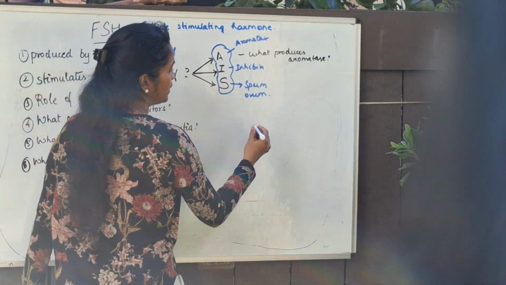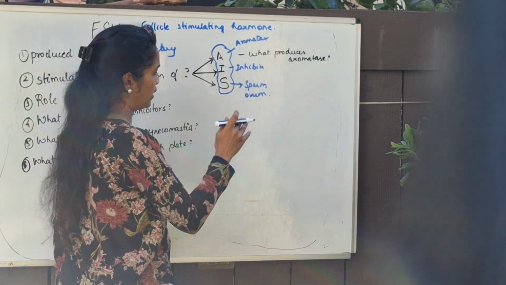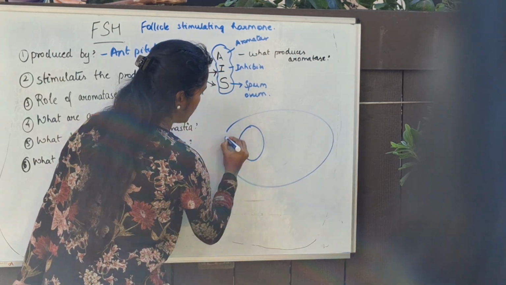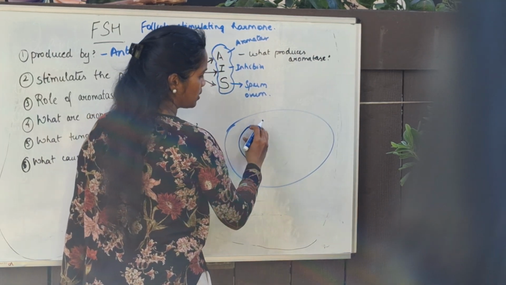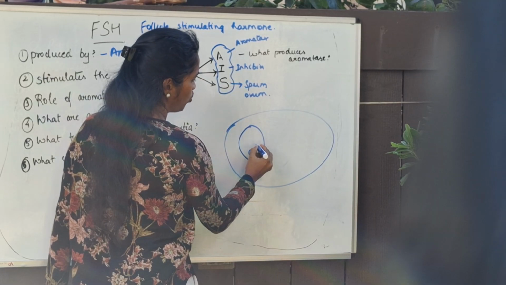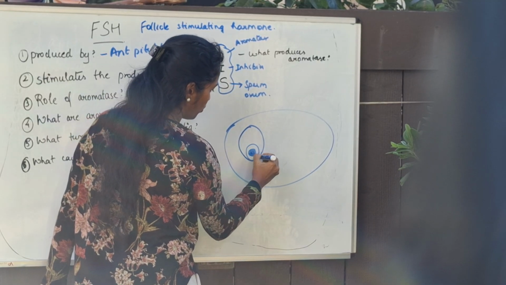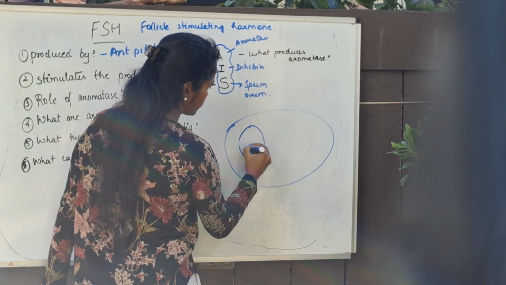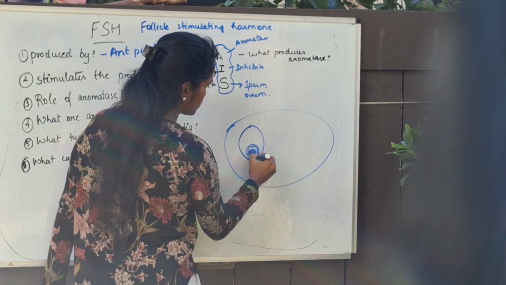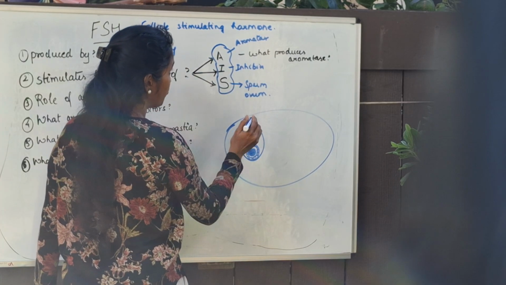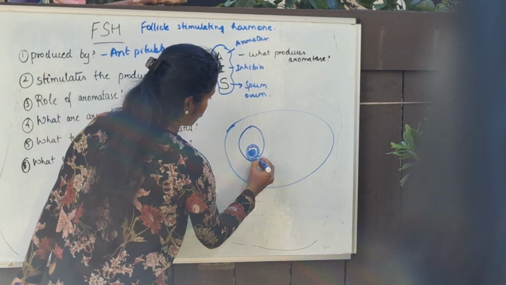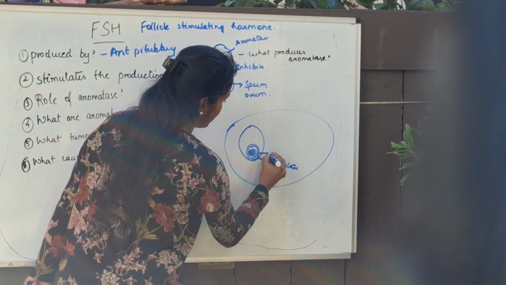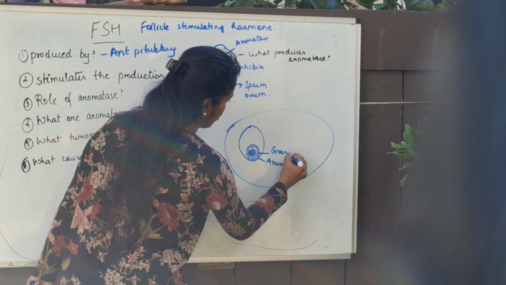Now what produces the aromatase? If you see, the Sertoli cells as well as the ovarian granulosa cells. So where do you have the ovarian granulosa cells? Say this is the ovary, and here we have the ovum, which is inside the Graafian follicle. The ovum is developing. Surrounding the ovum we have granulosa cells, and these granulosa cells will be releasing aromatase.